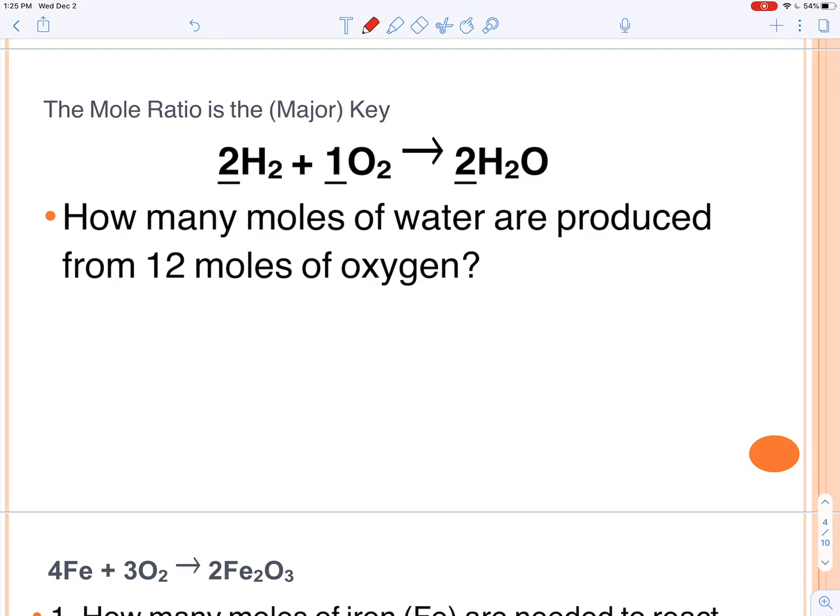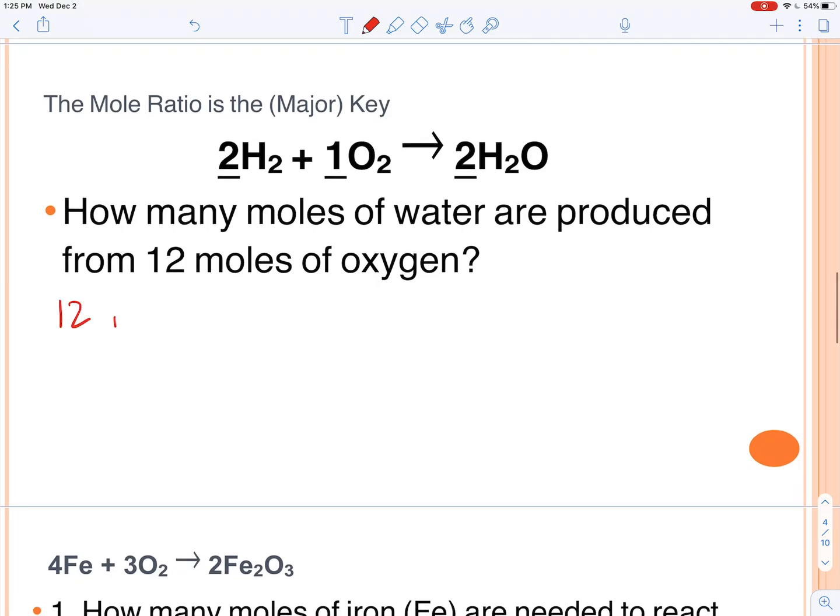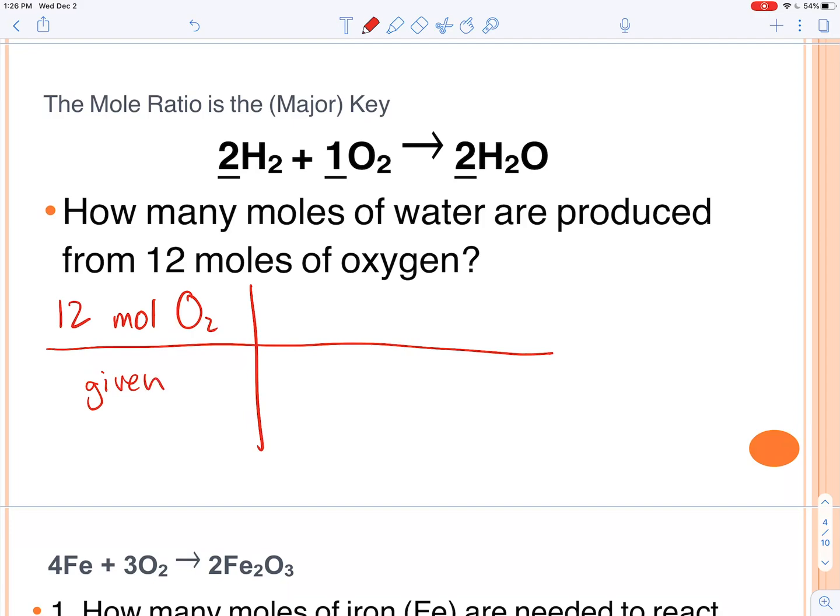Alright, so let's do a problem together. How many moles of water are produced from 12 moles of oxygen? We're actually going to be doing conversion here. We'll start with our given information always on the left, right? 12 moles of oxygen. And we're given moles of oxygen, so I'm going to put moles of oxygen on the bottom. And I'm asking for moles of water, so moles of water will go on top.